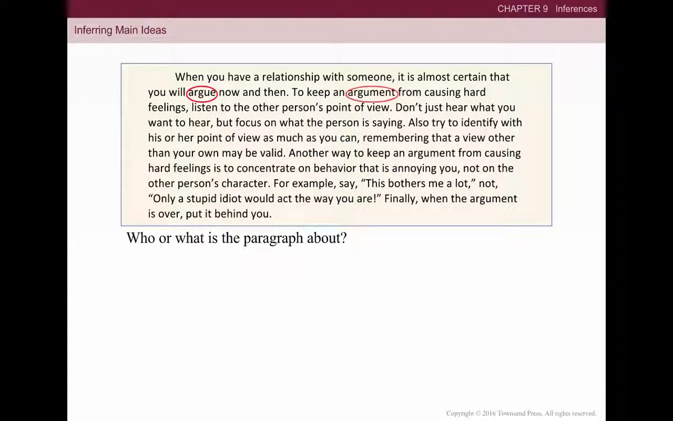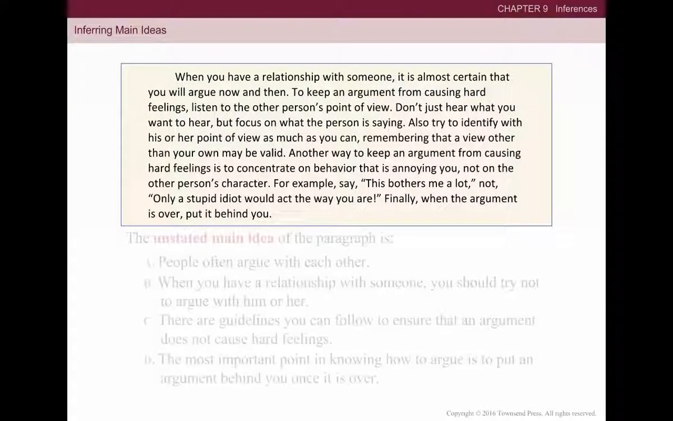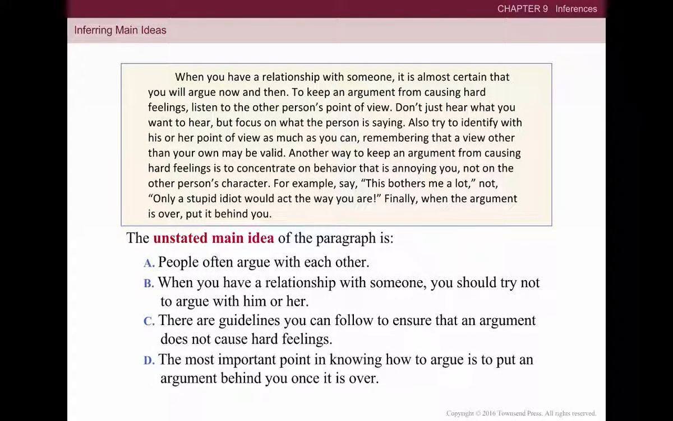Or what is the paragraph about? We look for words that repeat. Topic is arguing. Okay, what is the main point being made about the topic? Now we're going to decide on some, I'm not asking you to come up with it, but we'll decide on what the main idea is.